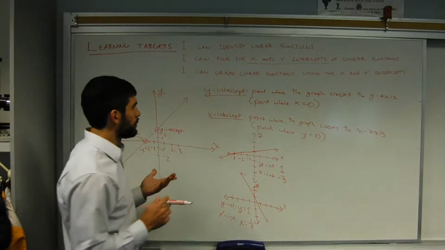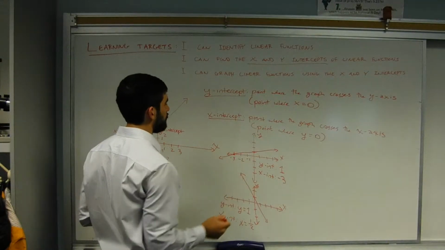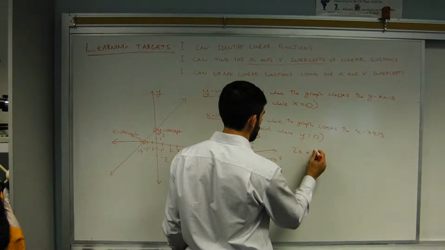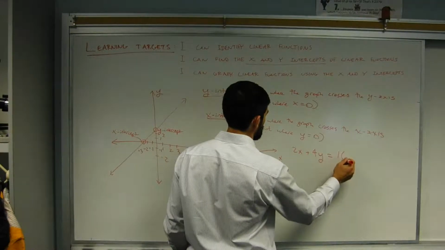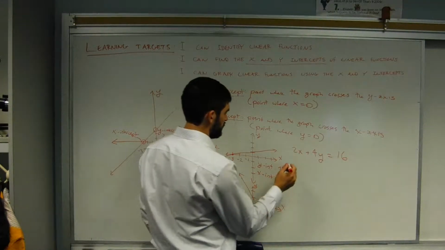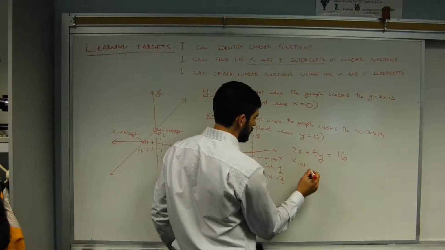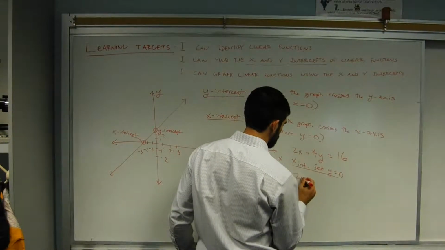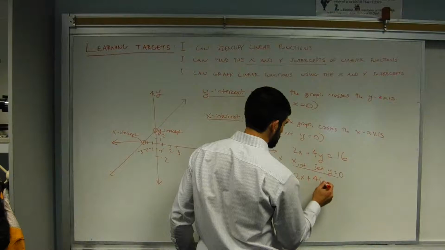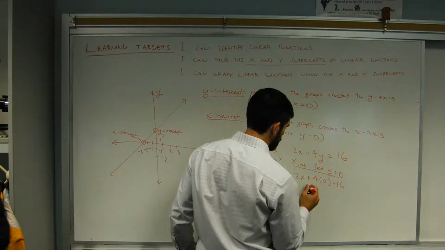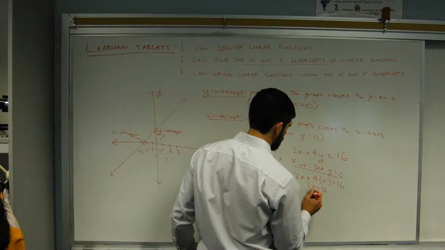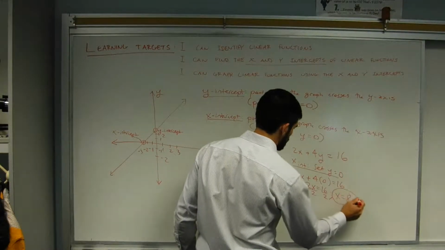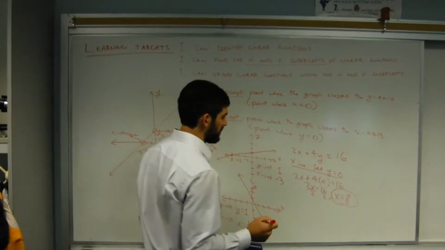So algebraically, we would want to use the second definition. So suppose we're given an equation, 2x plus 4y is equal to 16. In order to find the x-intercept, we're going to set y equal to 0. So we get 2x plus 4 times 0 is equal to 16. So we just get 2x is equal to 16. Divide each side by 2, and we get x is equal to 8. So x is equal to 8 would be our x-intercept.